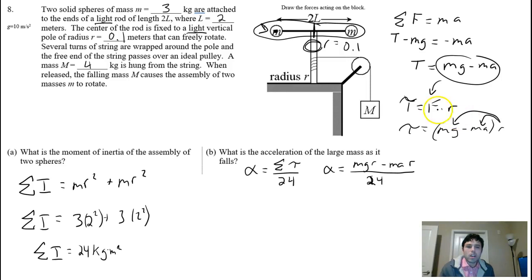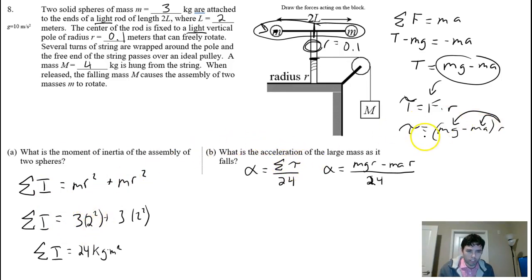The r is 0.1. Now it's different this time for the vertical pole that we're spinning. For the tension force applying its force to this pole here, the r now is 0.1. It's not 2 anymore. It's 2 over here for the moments of inertia on those spheres that we're rotating around. But now we're talking about torque on the vertical pole.